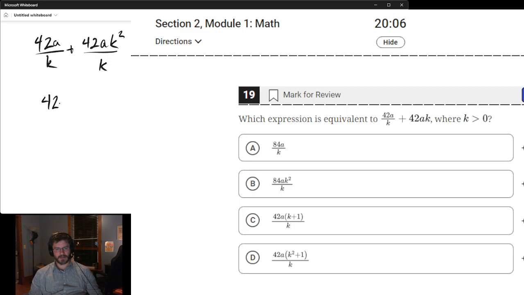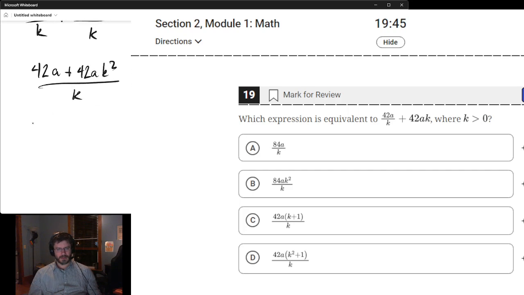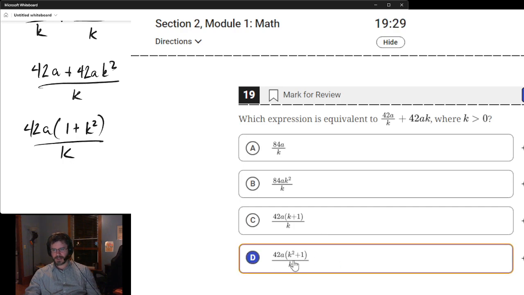We get 42a plus 42ak squared all over k. Can't reduce the k because of the addition, but we can factor the numerator. So what are we going to get here? We're going to get 42a times 1 plus k squared over k. Let's see if that's an answer. 1 plus k squared. Yep, we got it right there.